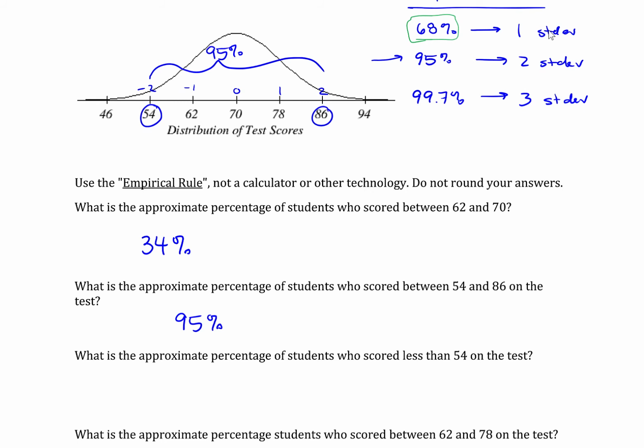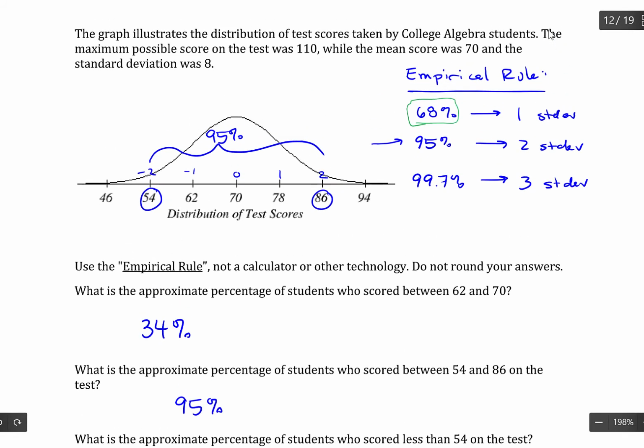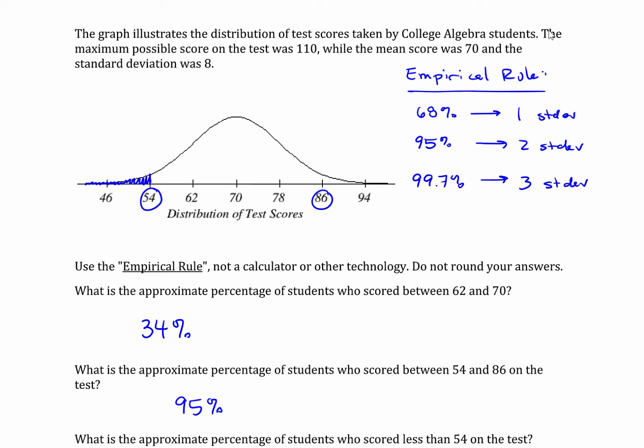Okay. What is the approximate percentage of students who scored less than 54 on the test? Okay. So less than 54. Let's erase some of these things here. So here's 54. If we want less than 54, we want all of this amount down here. Now this is where things get a little bit trickier, because we don't have a means in the empirical rule stating less than something. It's always between 2 values, so within a certain number of standard deviations.